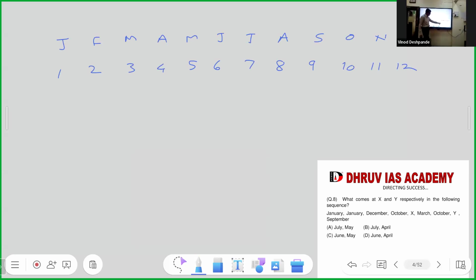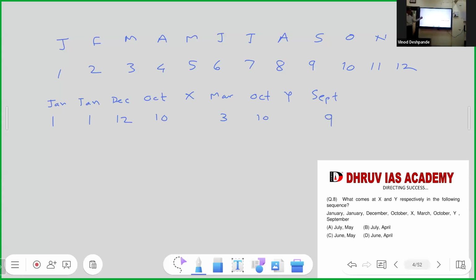Now, the sequence given is, I will just use the short form here: January, January, December, October, X, March, October, Y, and then September. If you consider the positions of the months, January is 1, again 1, this is 12, October is 10, you have to find out X, March is 3, October 10, you have to find out Y, and September 9.